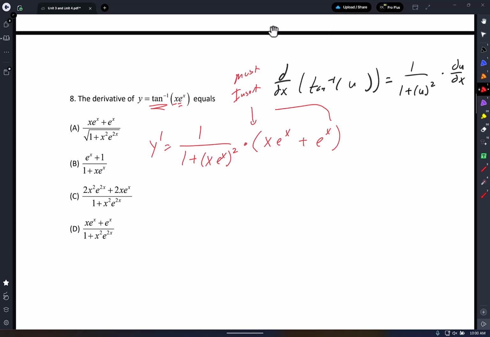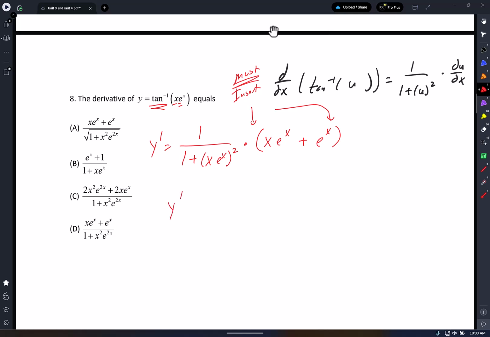See, if you don't insert these parentheses, guys, look what happens if I delete these parentheses. It looks like you're just taking this times x e to the x, and then this is a whole brand new term. So you must insert parentheses there. Must. All right, I think we got it.